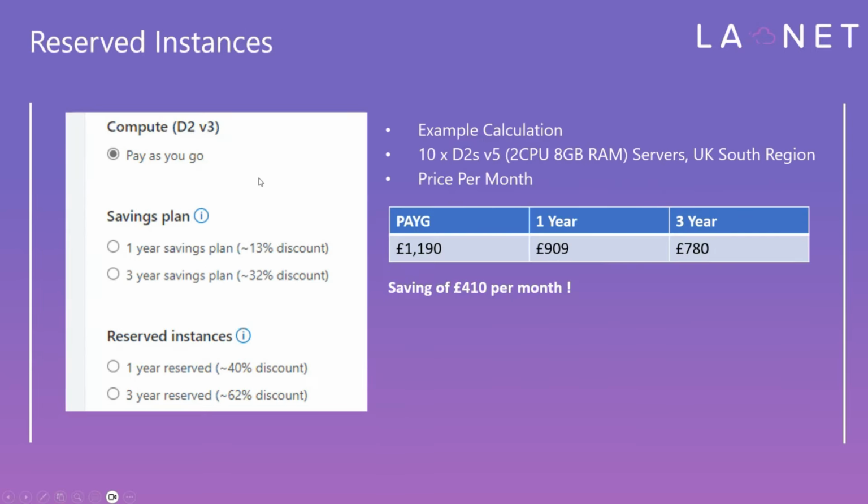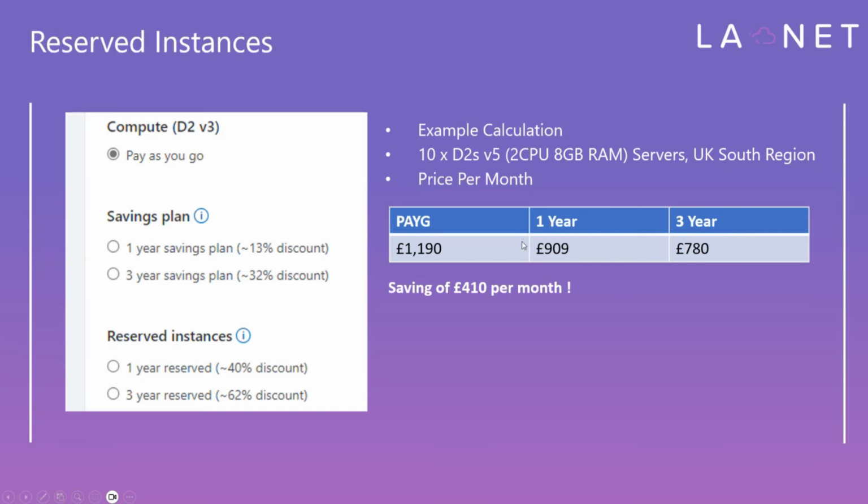Okay, so an example of reserved instances. Say you've selected a VM type. This is your pay-as-you-go pricing per month. Let's say we want 10 of them. You're looking at around that price per month, and then we can see the savings plans. In this case, you can save up to 32% with savings plans and 62% with reserved instances. So this is a reserved instance actually. With a 1-year reserved instance, you save a couple of hundred pounds. You go for a 3-year commitment, you're saving about 410 quid per month. So there are some decent savings to be made with that as well.